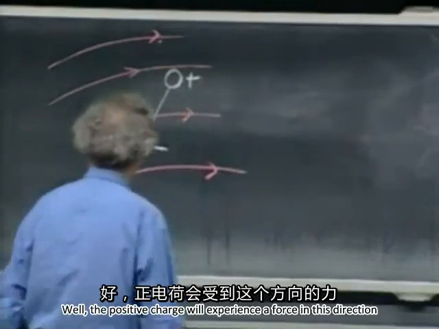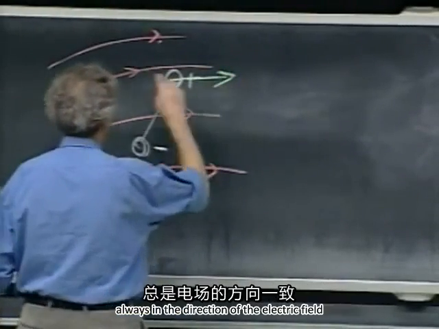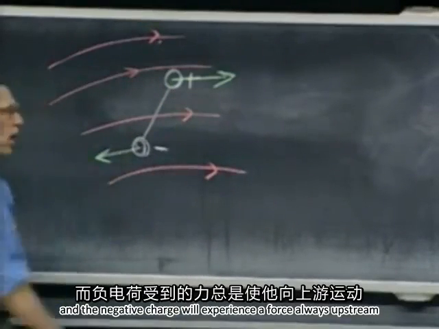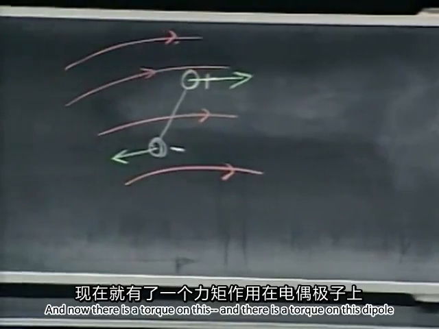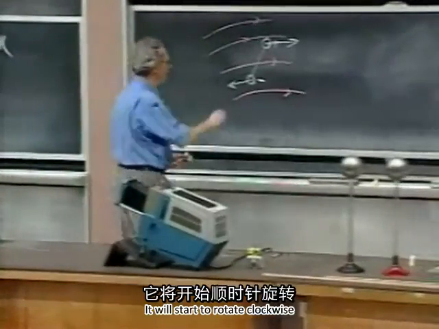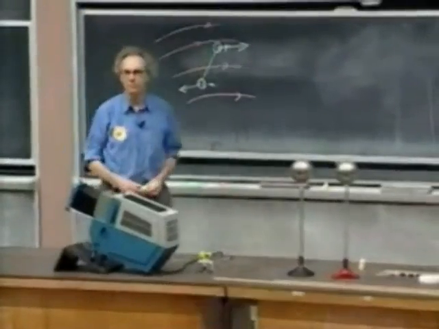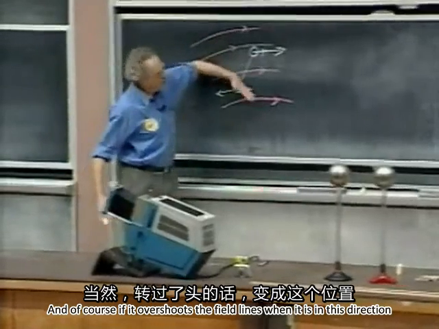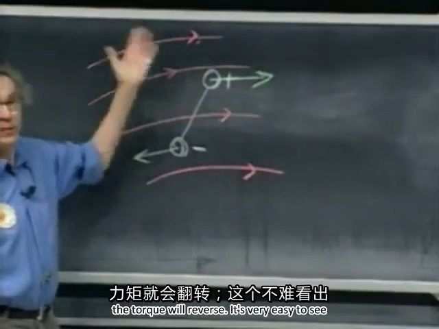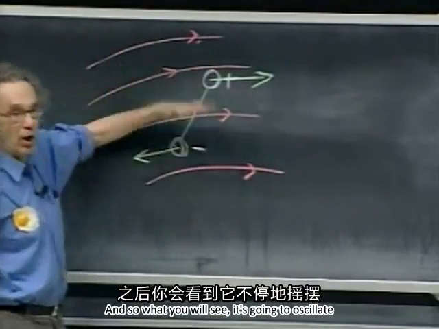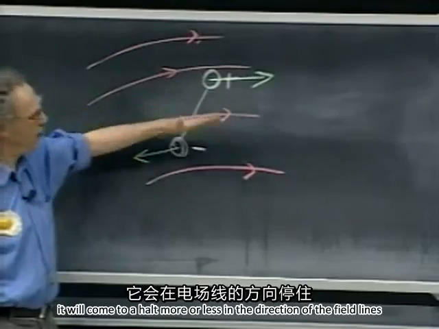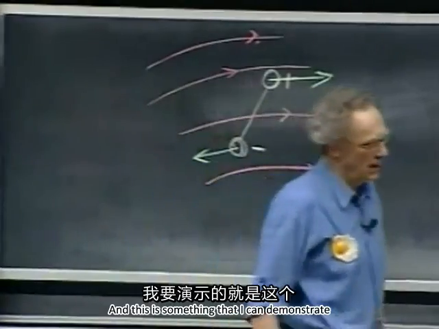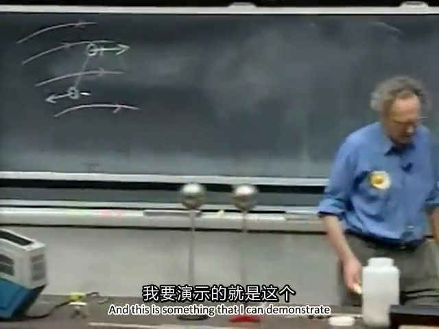Well, the positive charge will experience a force in this direction, always in the direction of the electric field, and the negative charge will experience a force always upstream. And now there is a torque on this. And when there's a torque on this dipole, it will start to rotate clockwise. And of course, if it overshoots the field lines, when it is in this direction, the torque will reverse. It's very easy to see. And so what you will see, it's going to oscillate, and if there is enough damping, it will come to a halt more or less in the direction of the field lines. And this is something that I can demonstrate.